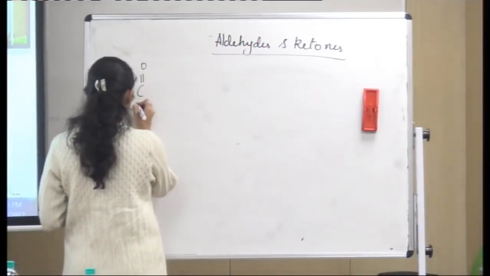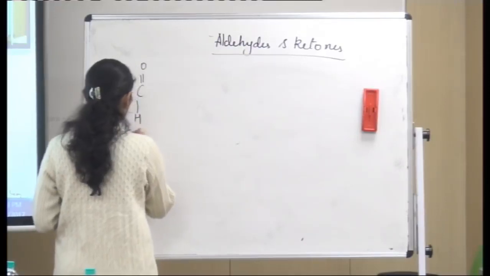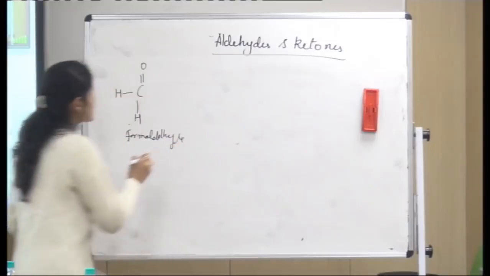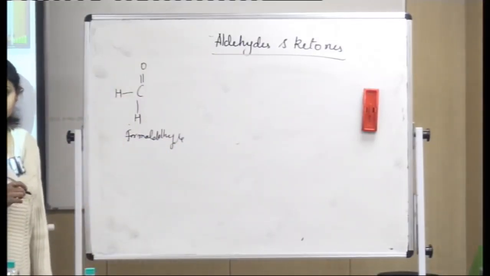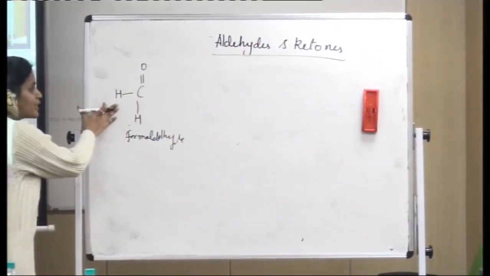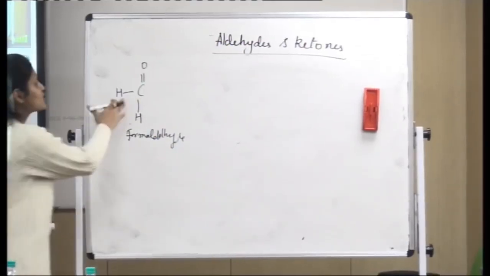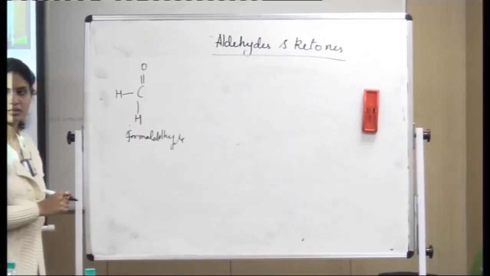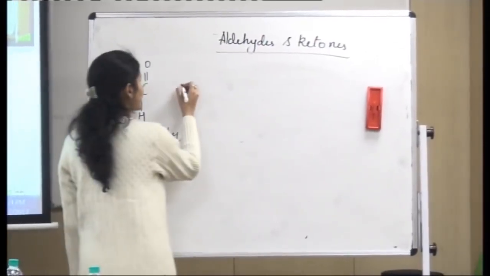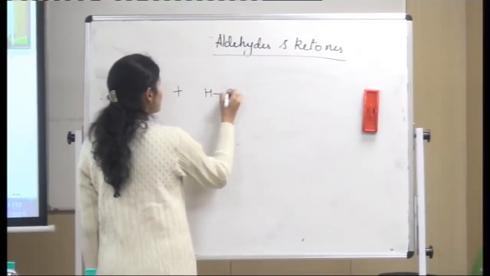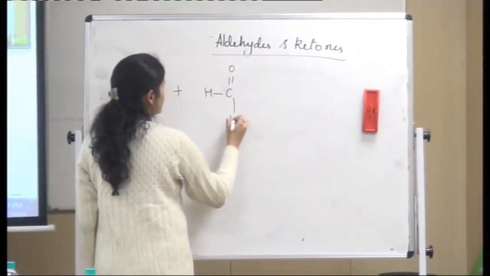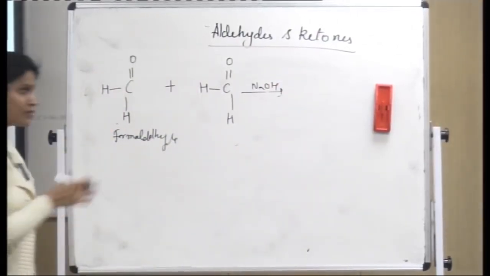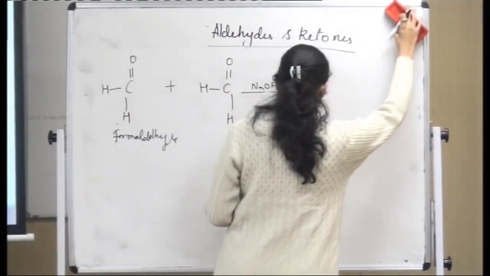Suppose we are talking about formaldehyde, right? Does it have alpha hydrogen? So should it undergo the aldol condensation? It does not have an alpha carbon. So how can it undergo aldol condensation? So what should be the reaction if I try to combine two molecules of formaldehyde using NaOH? What should be the possible product? Should we call this reaction aldol condensation?